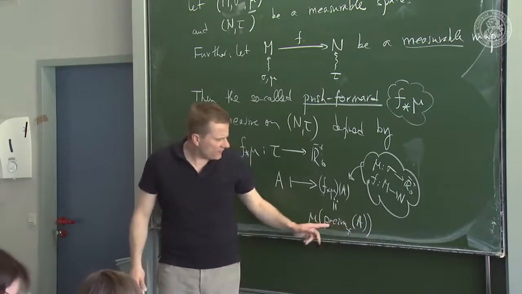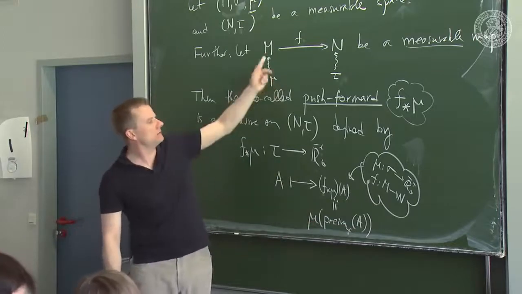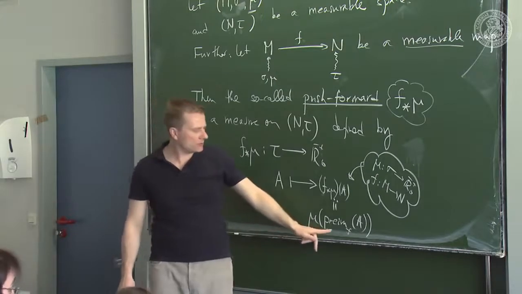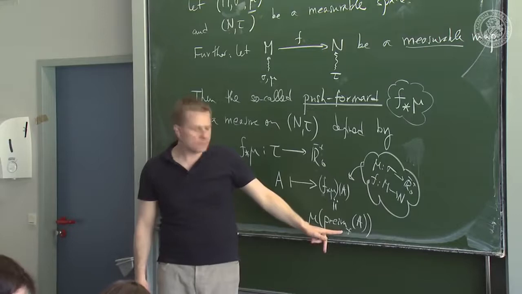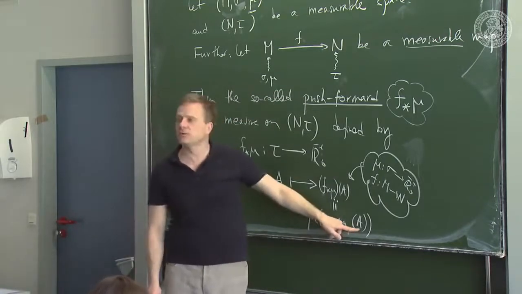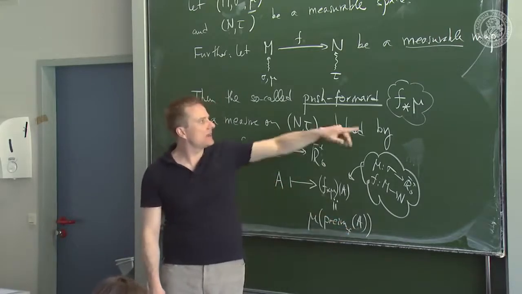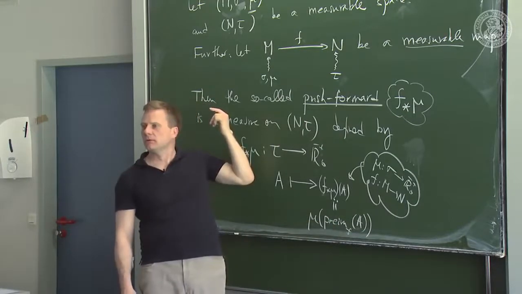Why can I feed the pre-image into the mu? So the mu lives on here, but it can only eat measurable sets. Why do you know that the pre-image of A under F is measurable? Yeah, because the map is measurable. That is why you need the measurable map, because otherwise you wouldn't be guaranteed that the pre-image of a measurable set in N tau is actually a measurable set in M sigma, right?